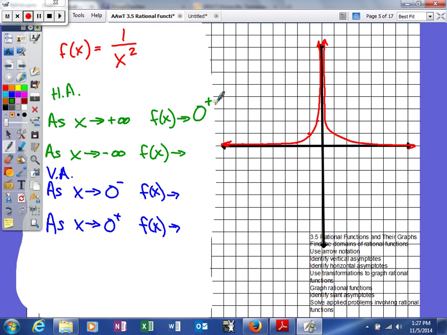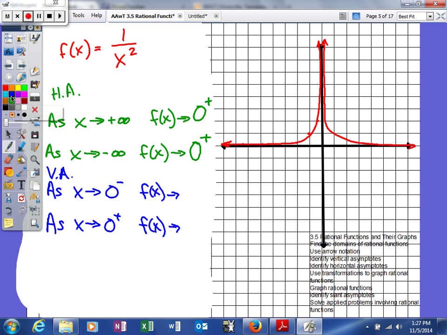And then here, as x approaches negative infinity, now we're looking at the x's that go this way. Our function is still approaching 0, and this time with the function 1 over x squared, you can see it's still approaching from the above side, so we'll put plus. So it's approaching from the y values that are larger than that 0.